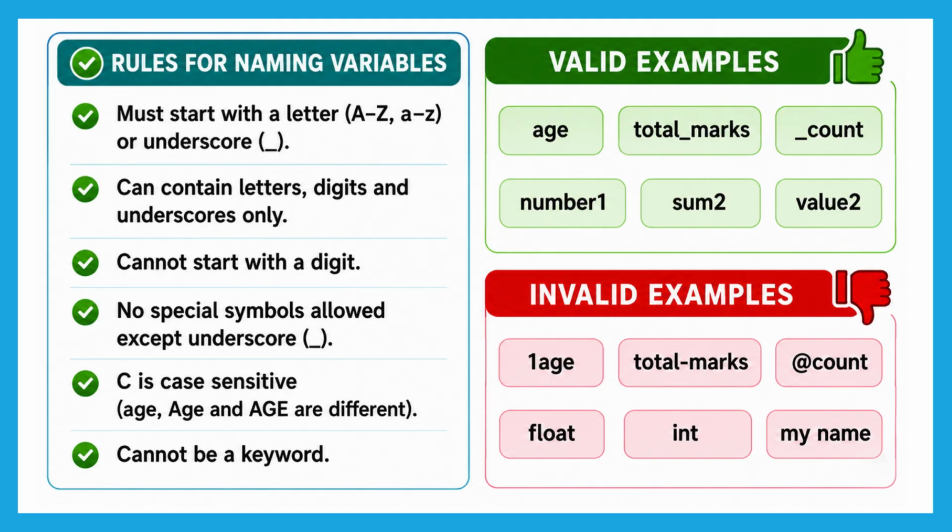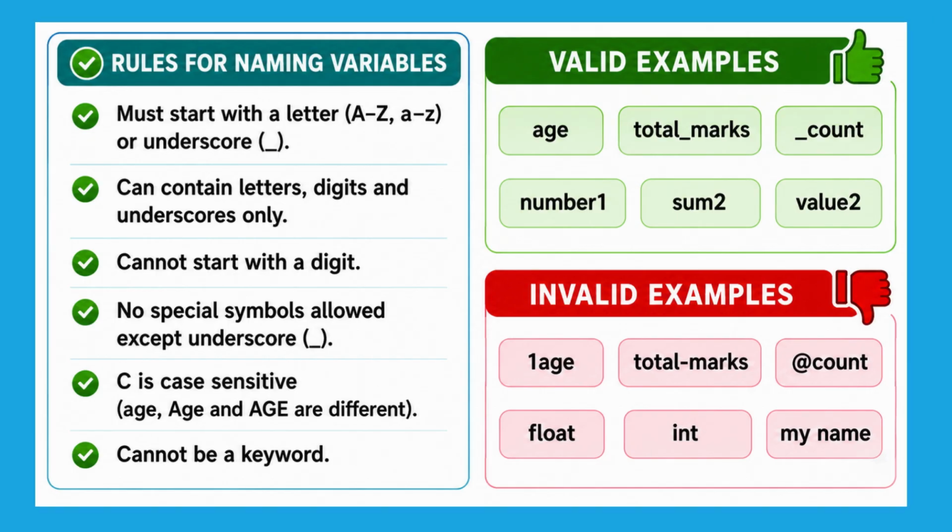Rules for naming variables in C. Must start with an alphabet or underscore. Can contain letters, digits, and underscores. Maximum 31 characters recommended. Spaces and commas are not allowed. No special symbols except underscore. C is case sensitive: age and Age are different. Cannot be a keyword. At the end, let's discuss keywords.